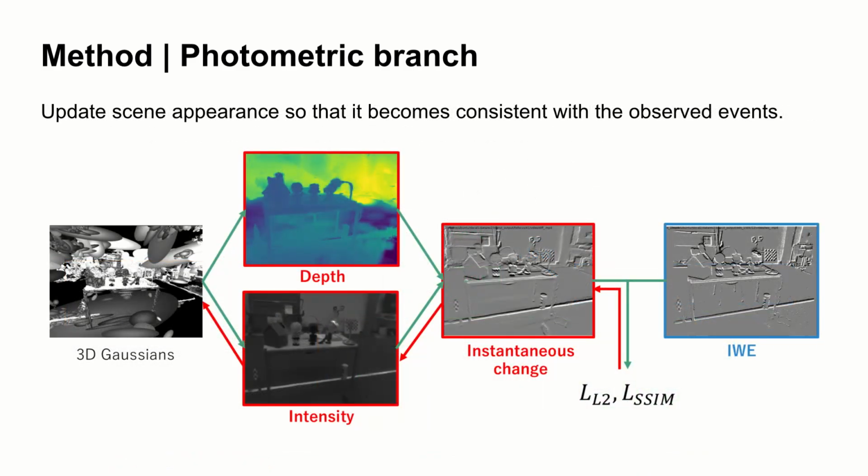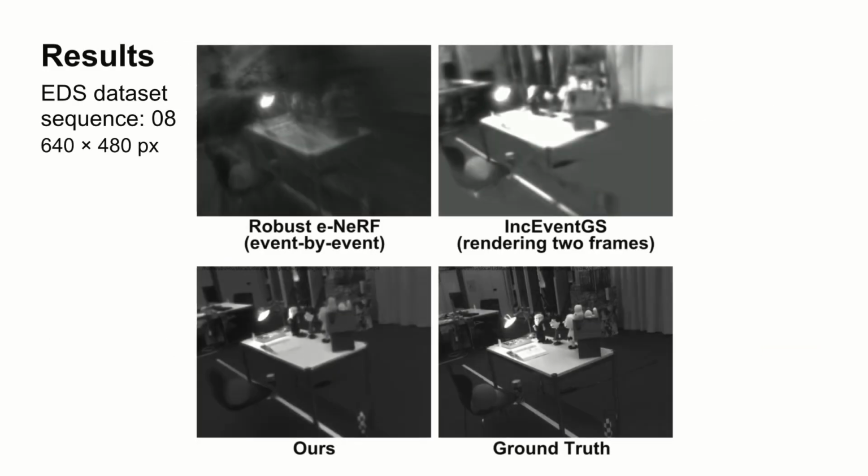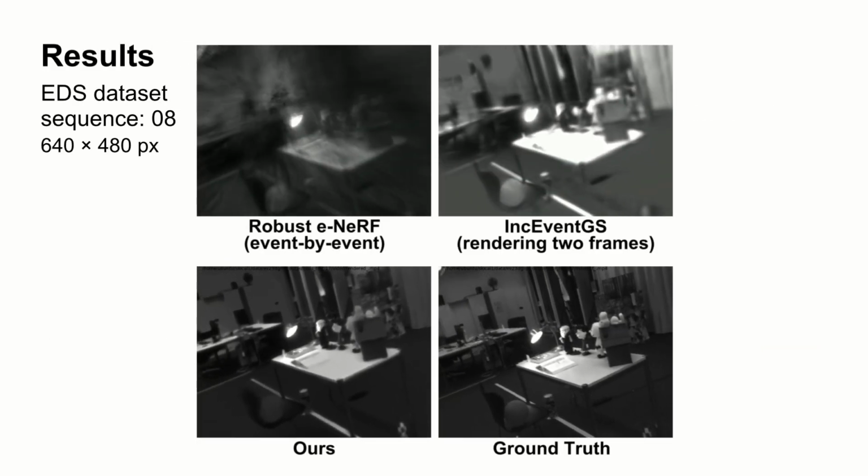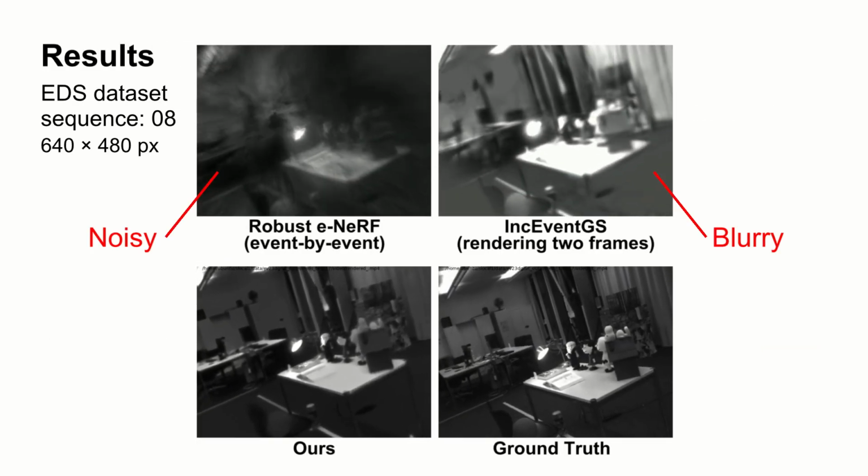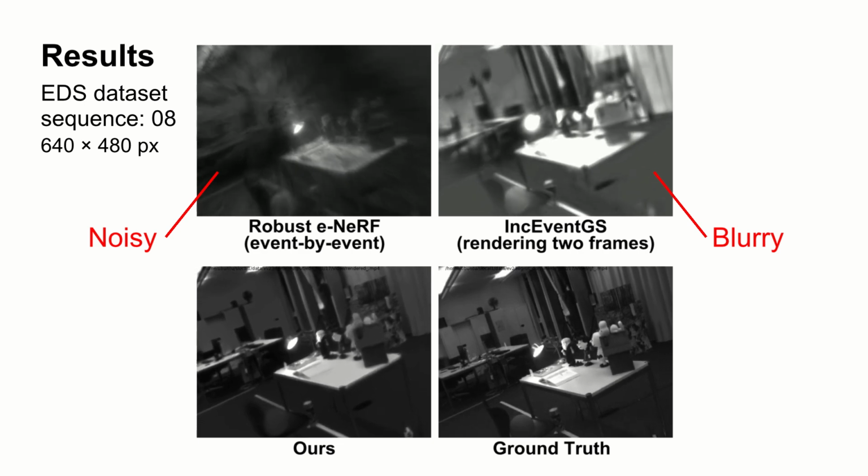By computing the L2 and SSIM loss between the instantaneous brightness change and the IWE, we can update the scene appearance so that it becomes consistent with the observed events. With these mechanisms, our method can reconstruct 3D Gaussians from real-world event streams with reduced noise and blur.